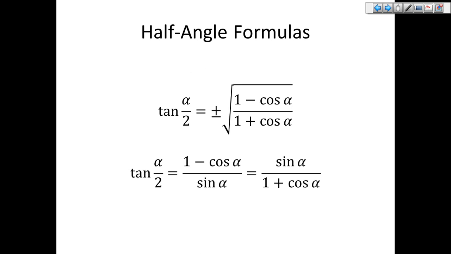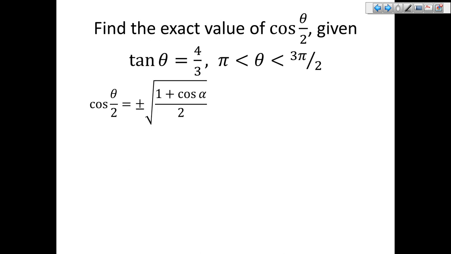Alright, it'd be a good idea to push the pause button again and write these down. Alright, I hope you did, because we're moving on. And what we're going to do is find the exact value of cosine of theta over 2 given that tangent theta is equal to 4/3.